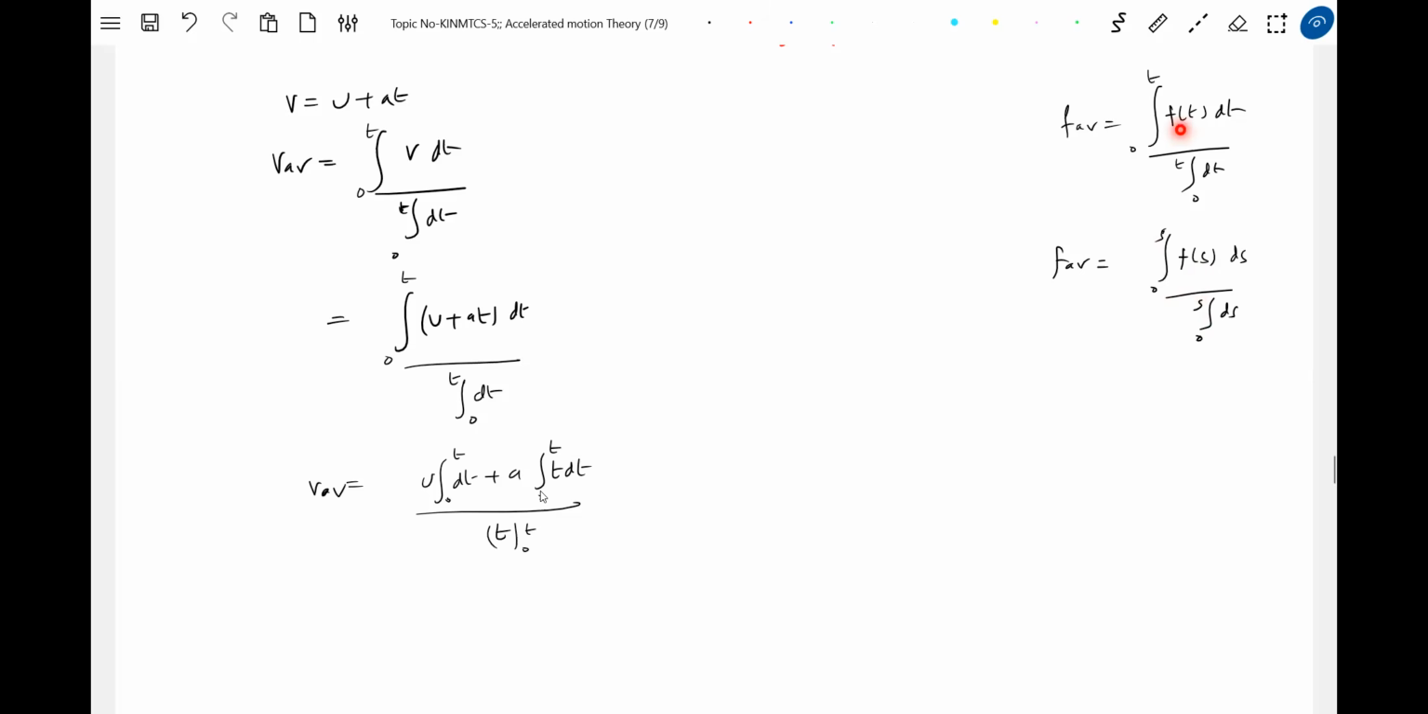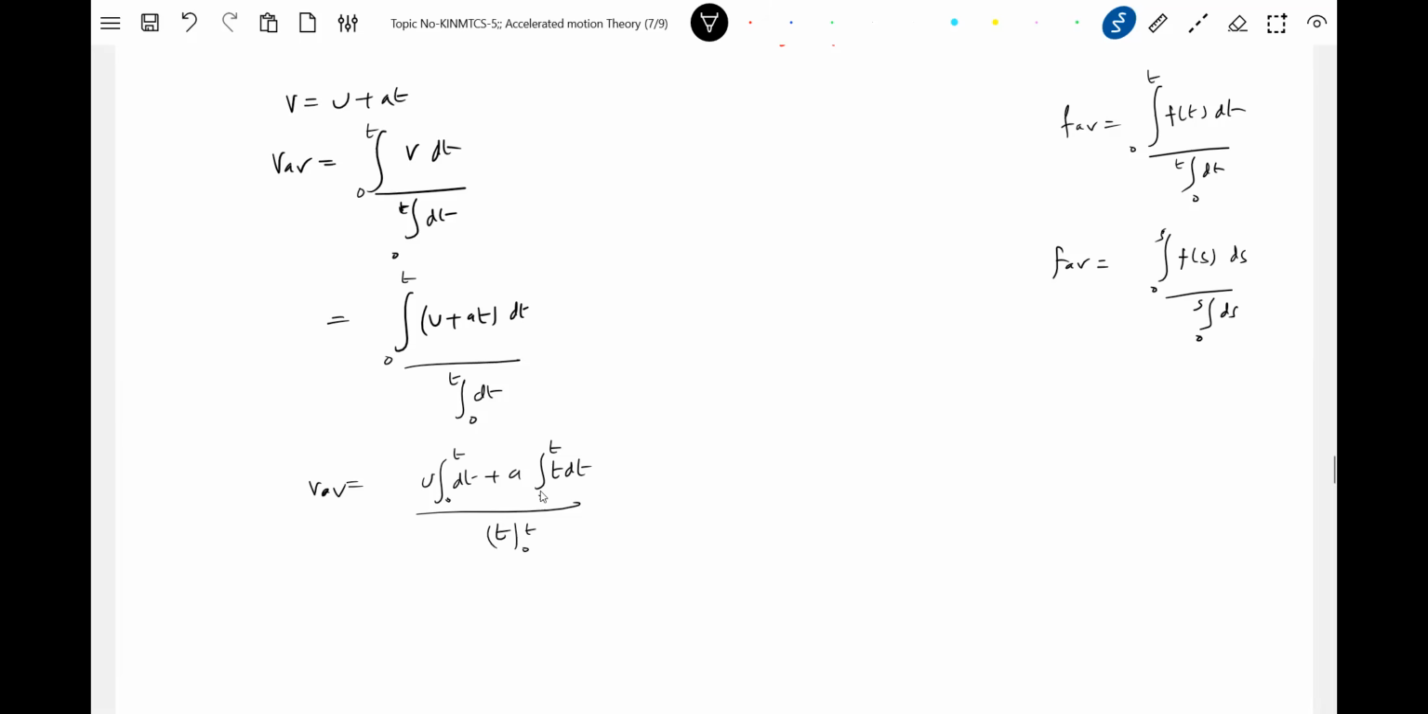If the particular parameter varies with time, then use this formula to calculate the average over an interval of time. If a quantity varies with position, then how to calculate the average over a certain distance or displacement? Use this particular formula. Not only with time, for any quantity varying with any other quantity, you can find the average value. Since the velocity is varying with time, I'm using this particular form.